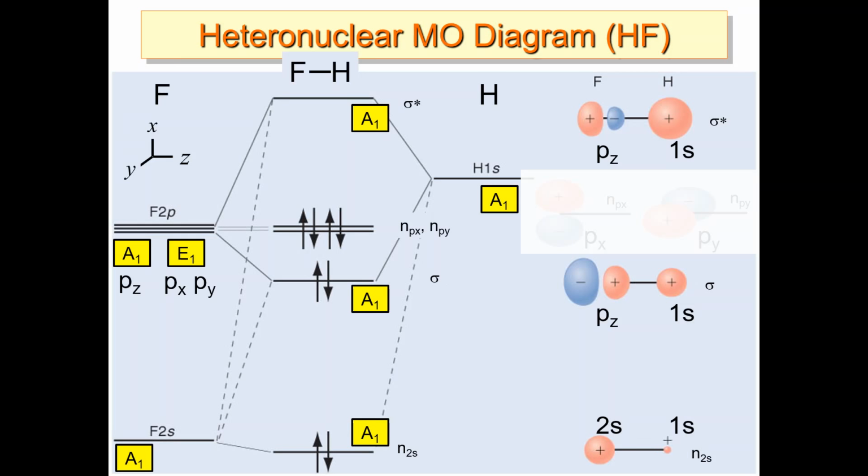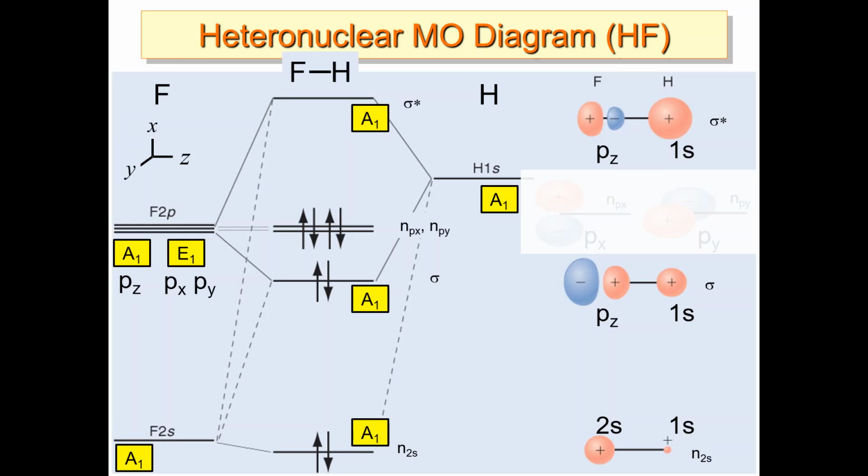Now these are using p orbitals, but does that mean it's a pi bond, if it's using a p orbital? No, it's not. It's end-on interaction, and so it has rotational symmetry around that bond, so it's going to be a sigma interaction. So that's a sigma and a sigma star, bond and antibond. And those are all A1, because those are A1 orbitals mixing with A1 orbitals.